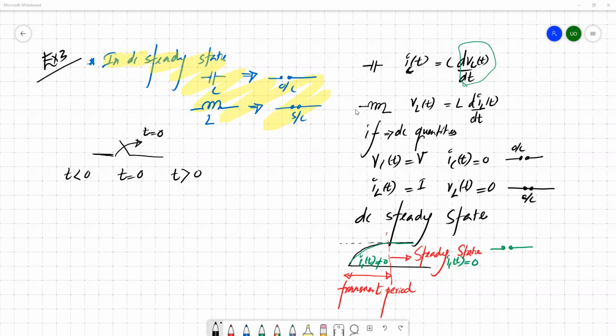We have a switch in the circuit. If you refer to exercise number 3, there's a switch. We have a switch like this.